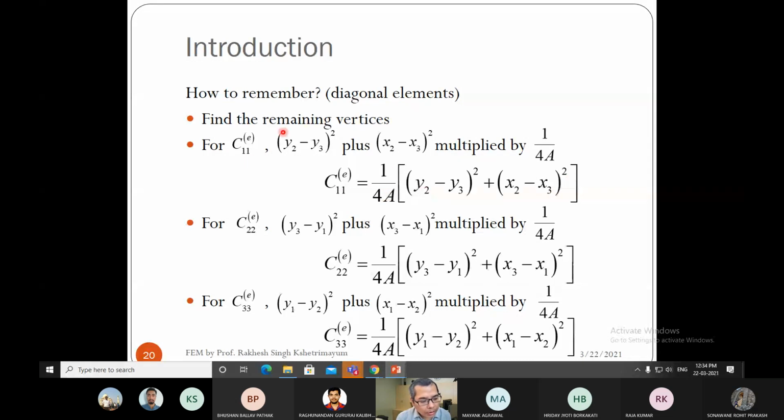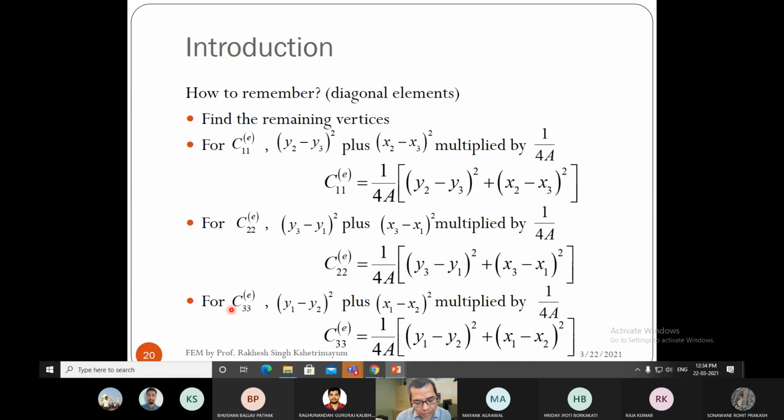C11, then find the remaining vertices. 1 here, then what are the remaining vertices? 2 and 3. So y2 minus y3 whole square plus x2 minus x3 whole square. You multiply it by 1 by 4a. Then you get C11. C22, what are the remaining vertices? 1 and 3. So y3 minus y1 whole square plus x3 minus x1 whole square multiplied by 1 by 4a. You get C22. This is how you remember the formulas.